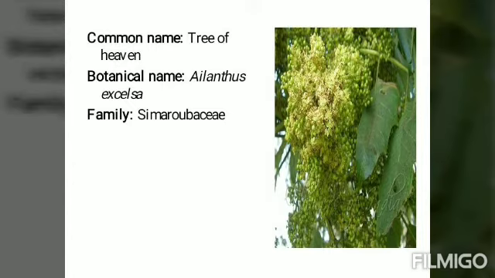Because there are some trees whose growth is very slow, like they have a very slow growing process. But the Tree of Heaven is a fast growing foliage tree. Okay, so this was about the Tree of Heaven. Now we'll come to the next.